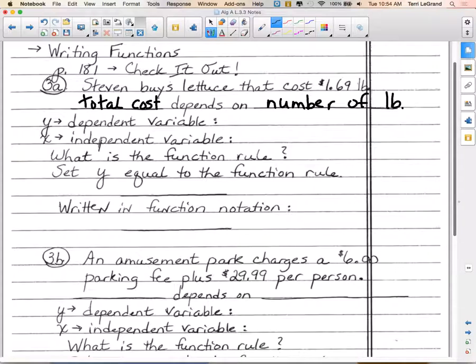Okay, so that makes the dependent variable y, which one? Which of these two is the dependent then? Total cost. So the y's are going to represent the total cost in our work. And the independent variable, the x's, are going to represent the what? Number of pounds. Okay.